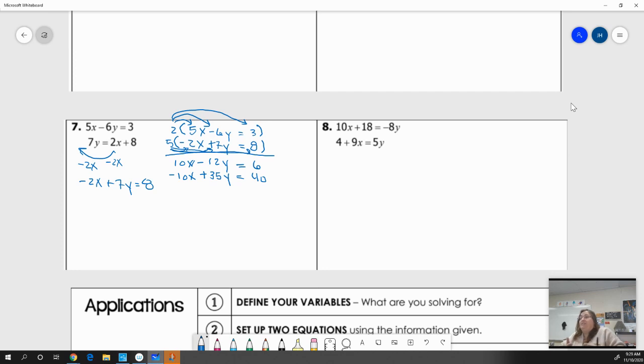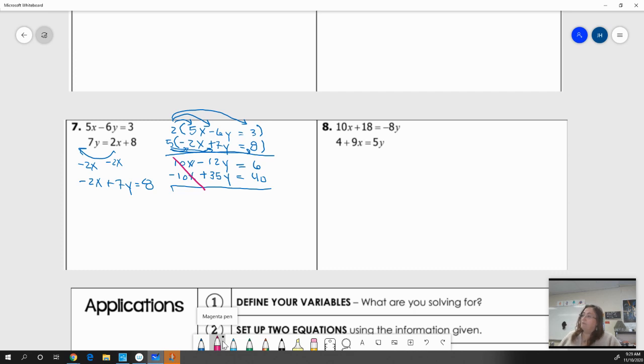I haven't changed the values of them. They're just multiples of the other one. If you remember, multiples graph right on top of each other. So it's like having the same equation as I did before. But I created it so that I can add them together and my x values will drop out. Because 10x minus 10x is just 0, right? So I know these are going to drop out on me, right?